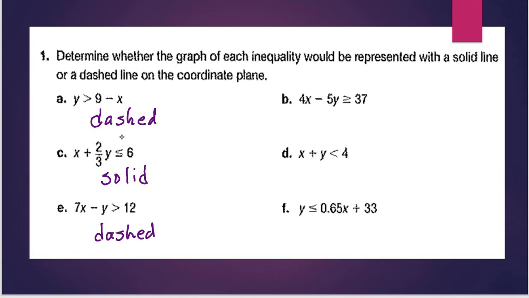Letter B, if you look at this, this has an equal, so that means it's a solid line. The solution can be found on the solid line. And when I look at D right here, there's no equal, so it is a dashed line. That means that the solution will not be found on that broken line. And then on F, it's less than or equal, so we have a solid line. Since it's equal, that means that the solution can be found on that dotted line as well as in the shaded area.